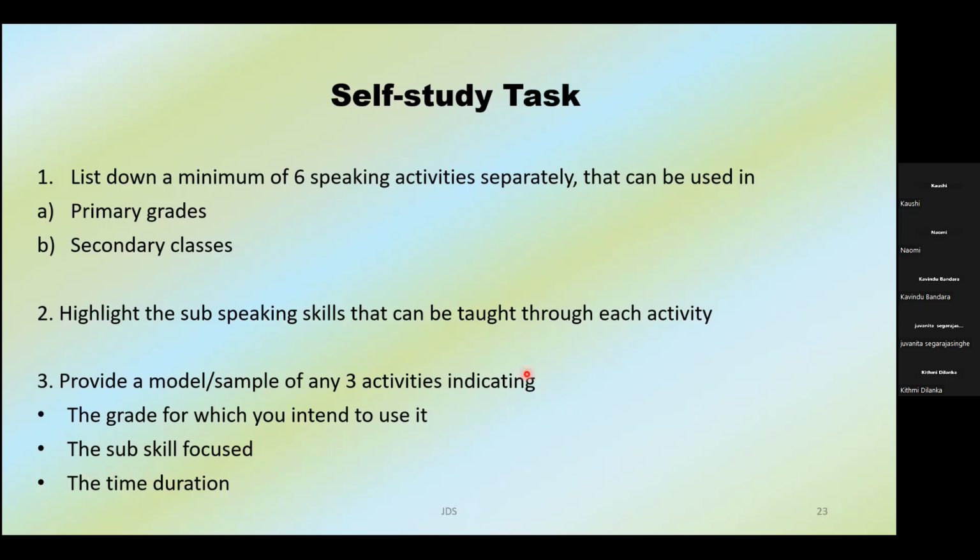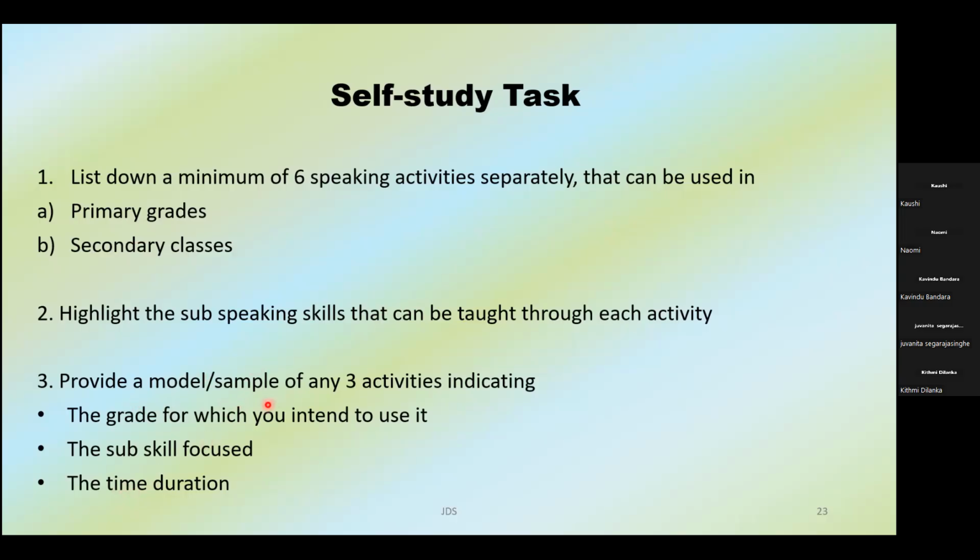Thank you. Right. Anything else that you need to clarify? Madam, I couldn't get the question number 3 actually. Provide a model and sample of any 3 activities. When you say model, what do you intend?